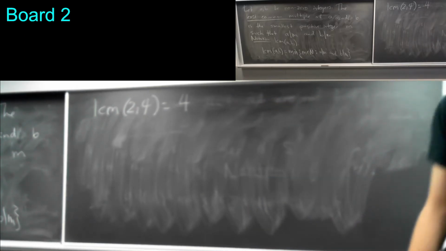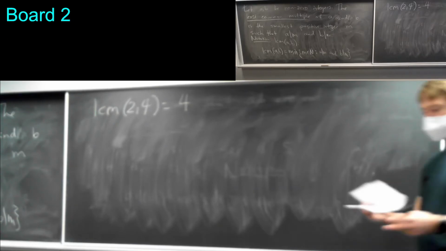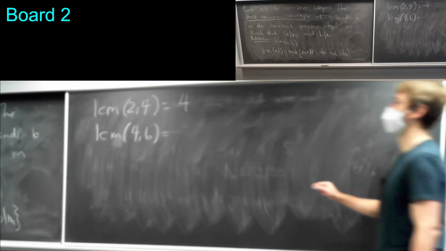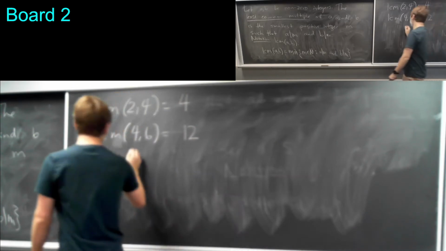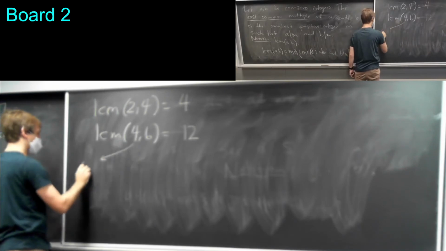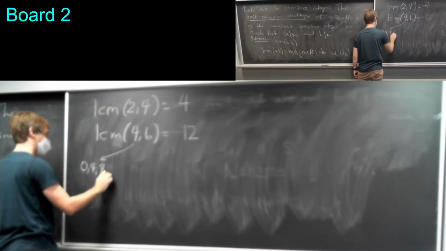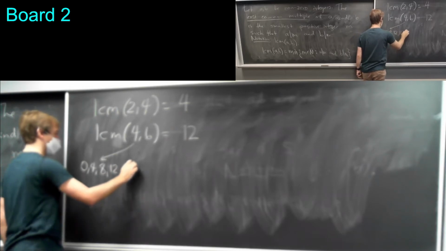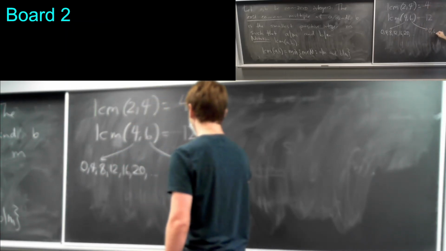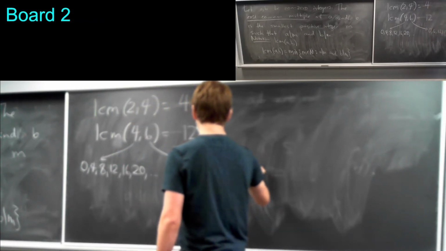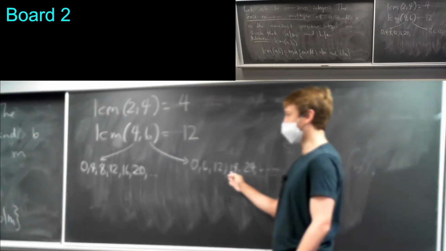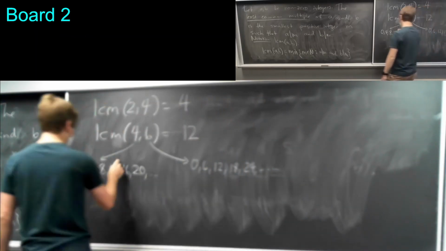For example, if we do LCM of 4 and 6, what's this one? 12. Yeah, exactly. So again, you can think of this as looking at all the multiples of 4. The multiples of 4 are 0, 4, 8, 12, 16, 20, and so on. The multiples of 6 are 0, 6, 12, 18, 24, etc. We want to take a common multiple, something which is in both lists, which is as small as possible.